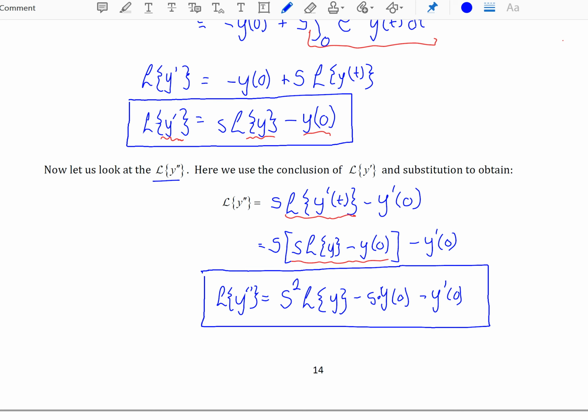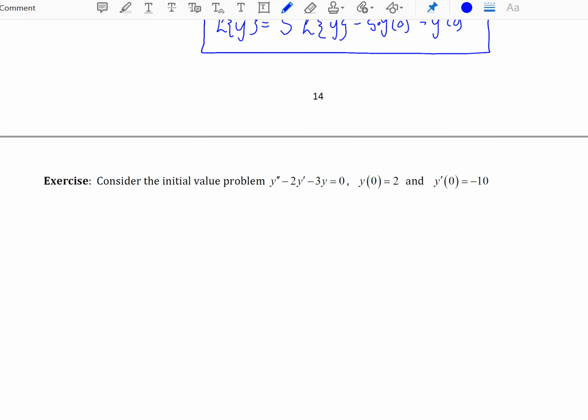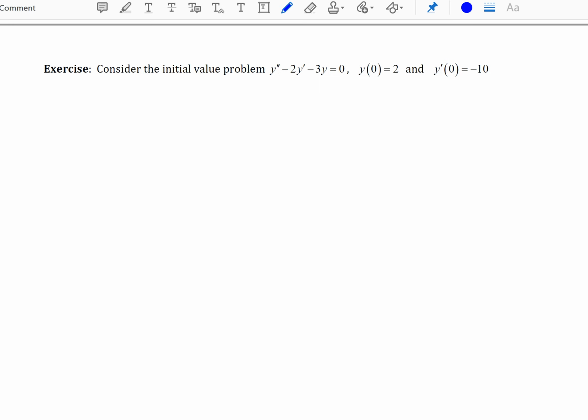Now, let's look at an example where we can apply this and the bypass strategy to solve a differential equation. Consider the initial value problem y double prime minus 2y prime minus 3y equals 0 with some initial conditions. We can apply the Laplace transform to both sides of our differential equation.